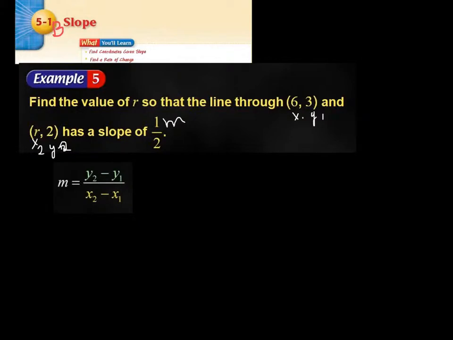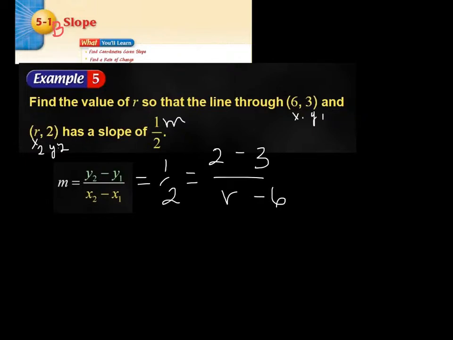Let's fix the 2. Okay, so I'm plugging into the formula again. This time I know m to start with. So 1/2 equals change in y, so 2 minus 3, over change in x, r minus 6.